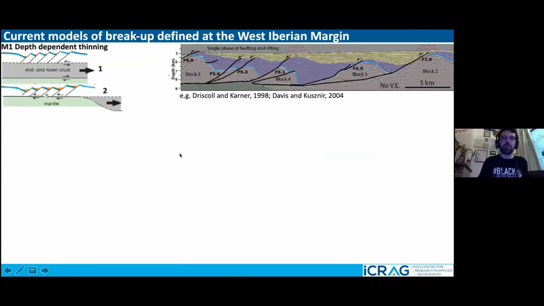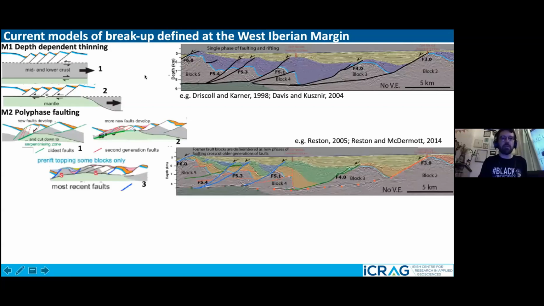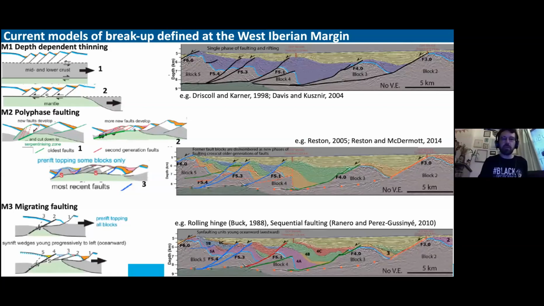So I'm going to show three of these models on the left side of this slide, associated on the right side with three times the same seismic line extracted from the 3D volume, but interpreted in three different manners to show the predictions by each model. So the first model here is depth-dependent thinning. The second model is polyphase faulting. And the third model is migrating faulting.